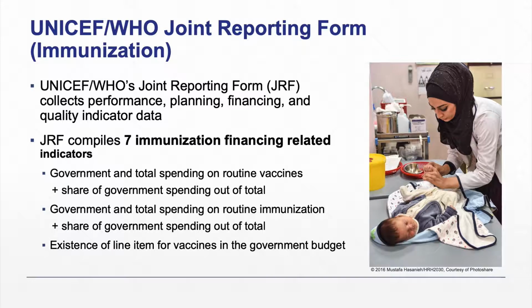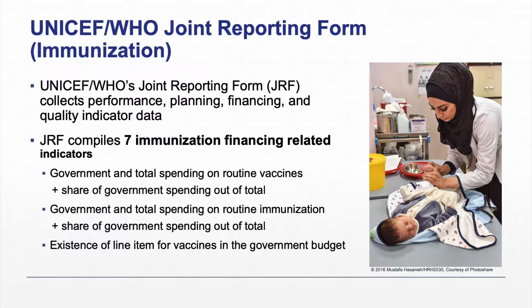The first framework is the Joint Reporting Form developed by UNICEF and the World Health Organization. This reporting form has a suite of immunization indicators, a subset of which are specific to financing. On this slide, you can see the list of those indicators which are related to government spending and total spending on routine immunization services and spending on the vaccines used in those routine immunization services. So the WHO, UNICEF, Gavi, and partners have actually developed guidance on how to report using the JRF.